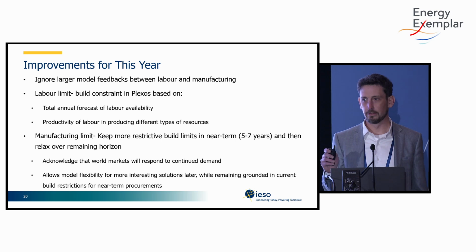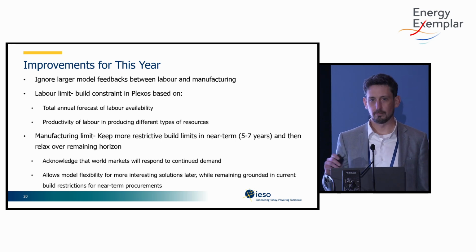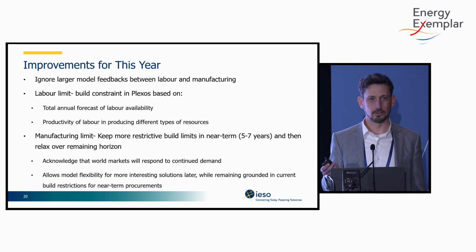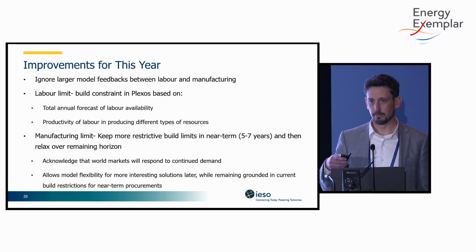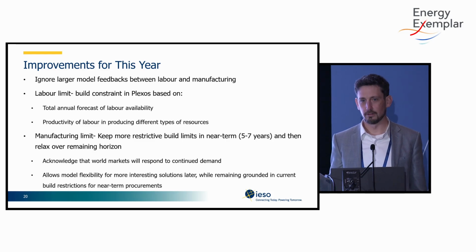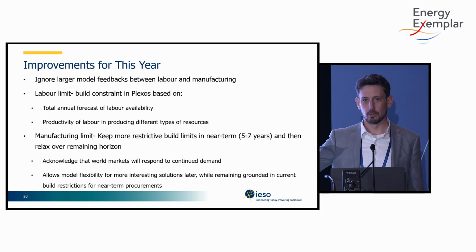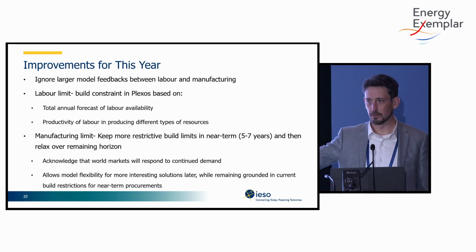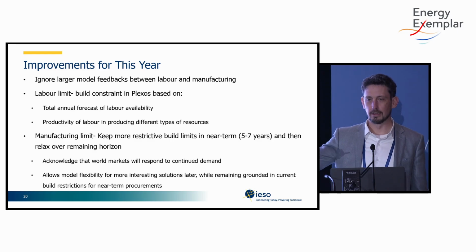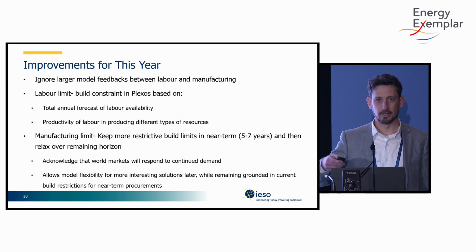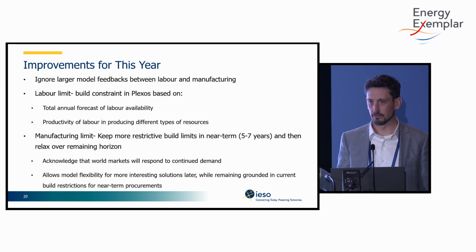So right now our build limits are kind of on a megawatt basis. We're going to turn the build limits into a person-hour basis and have a constraint based on the productivity of people and the amount of capacity they can build, such that in any given year we're not using more people hours than are available to us. And so let the model optimally dispatch people to build stuff and not iterate back and forth.